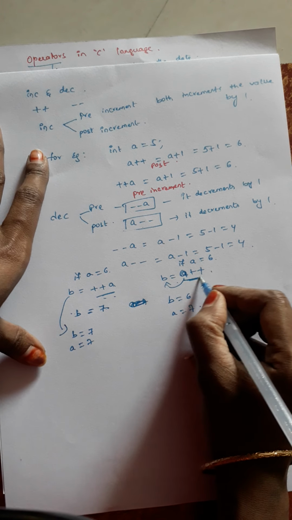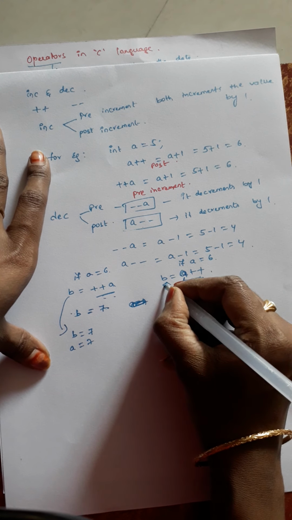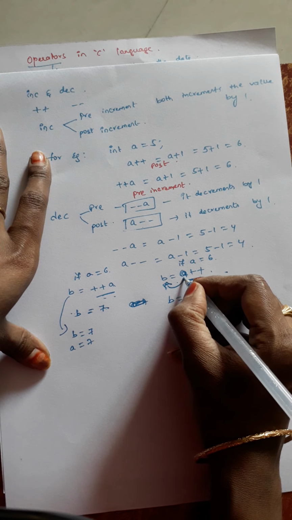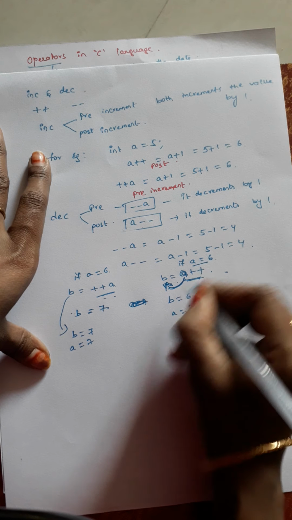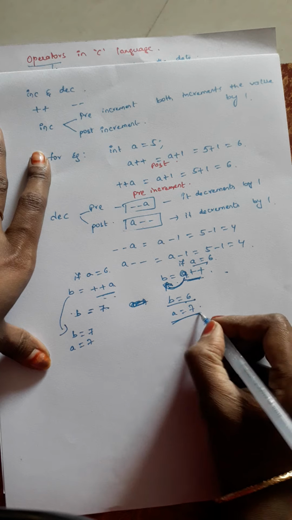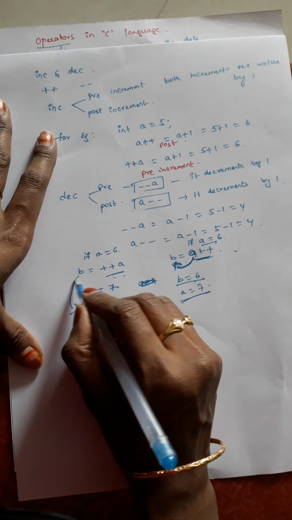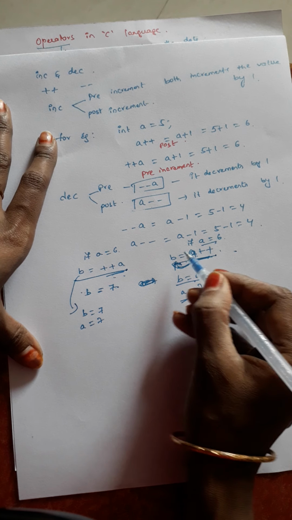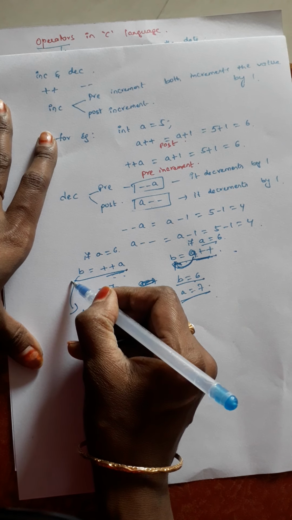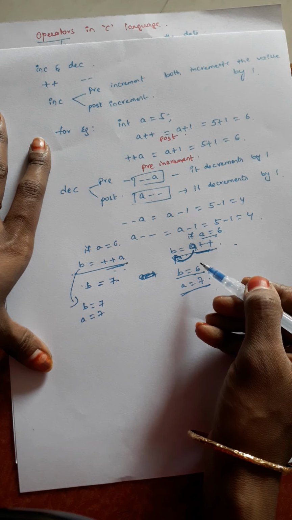Okay, so here in post-increment, what happens is the value of a is assigned to b first, then it increments by 1. First it assigns the a value to b. What is the a value? 6. It assigns to b. Now what is the b value? 6. Then it increments by 1. Now a equals 7. Either pre or post, it increments, but if we write like this, there is a difference. Here it assigns the value, then it increments. Here, after incrementing, it assigns the value. That is the difference between pre and post, either increment or decrement.